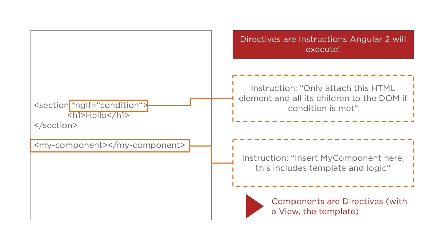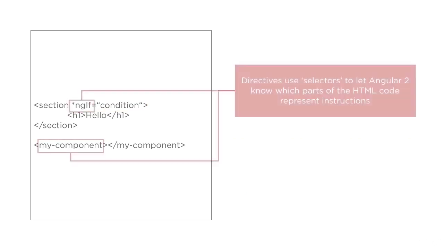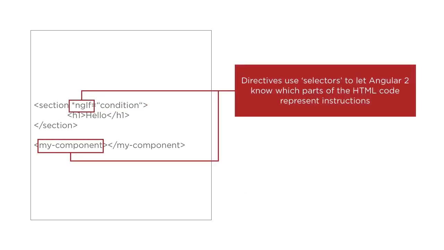But the key thing to take away is that directives are such instructions which, no matter if we have a component or a simple directive like ngIf here, allow us to change things on the DOM, which make our application dynamic. All directives, no matter if it's a component or a normal directive, use selectors to let Angular 2 know which parts of the HTML code represent an instruction. After all, ngIf is added like an attribute to section. So how does Angular 2 know the difference between hidden, which is a default HTML attribute, and this ngIf thing?